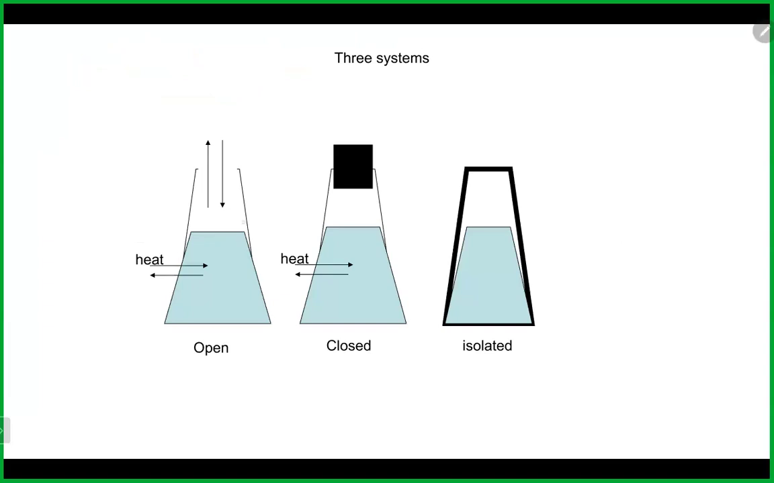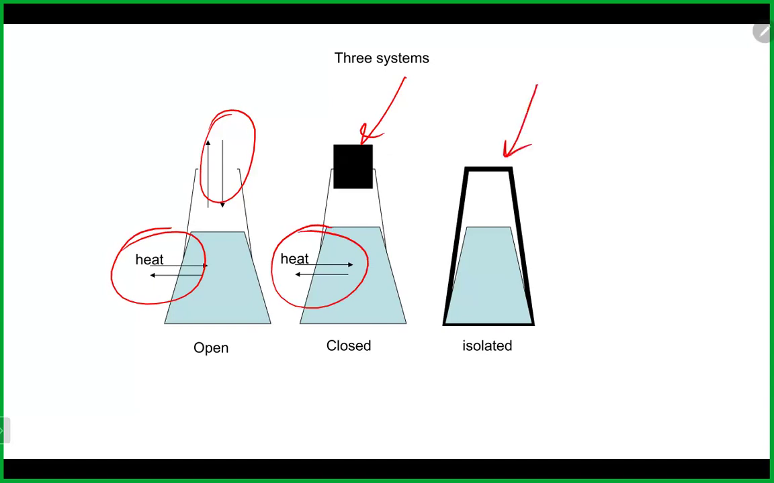So here are a few pictures of that. Again, an open system like this with a flask definitely can take mass in and out. We have that heat transfer. We pop a lid on it, then we're just going to get our heat transfer. And then in an isolated system, whatever is happening, as I mentioned before, is happening inside there. No surroundings are going to have any effect on what's happening inside that system.